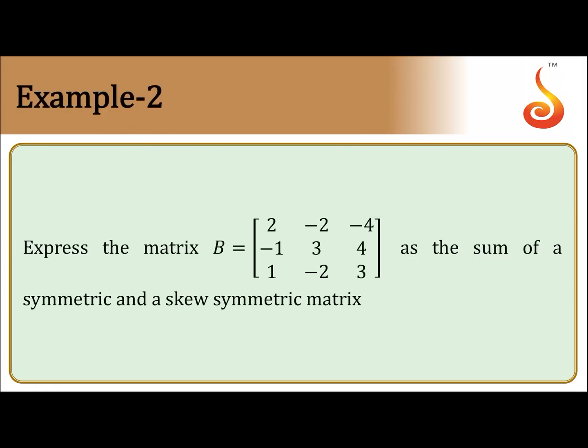So let's proceed now to the next example, example 2. Express the matrix as the sum of a symmetric and a skew symmetric matrix. This part is the most important one. You are given a matrix that is neither symmetric nor skew symmetric, but we need to express it as a sum of symmetric and skew symmetric matrices.